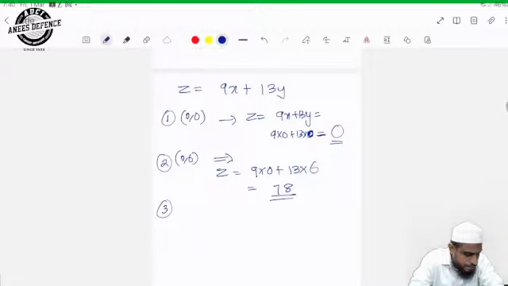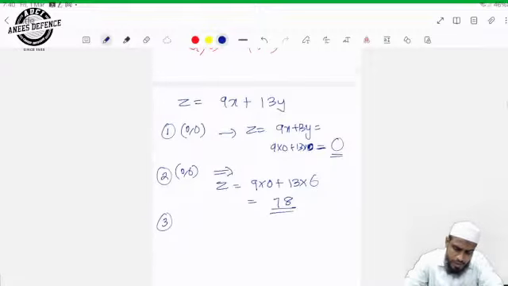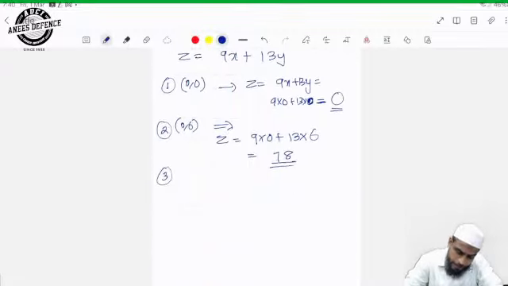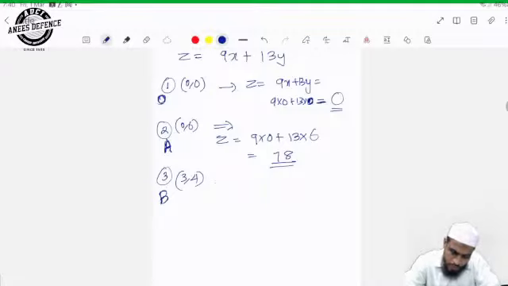Third point, we can consider 3 comma 4. So this point is O, this point is A, and this point is B. 3 comma 4. So Z is equal to 9x plus 13y means 9 into 3 plus 13 into 4.